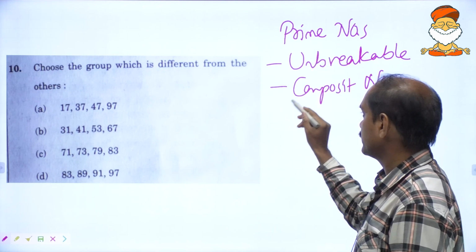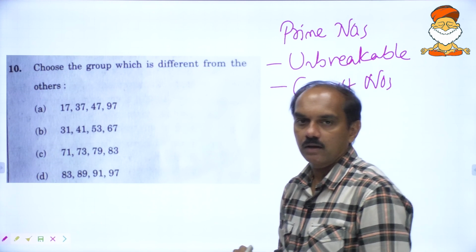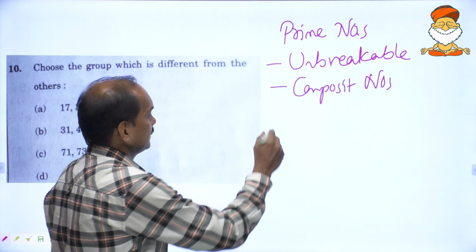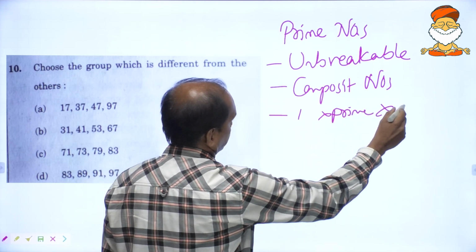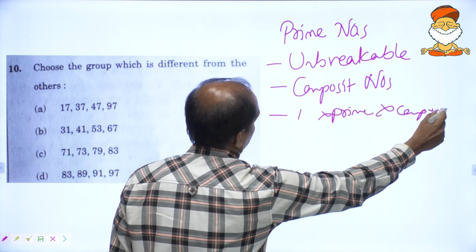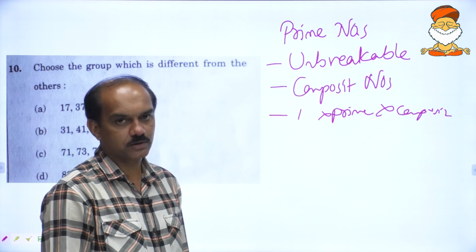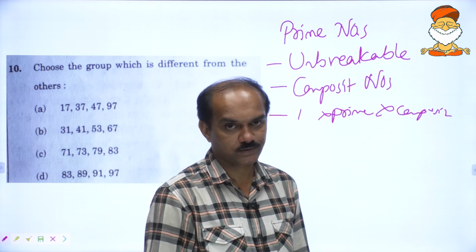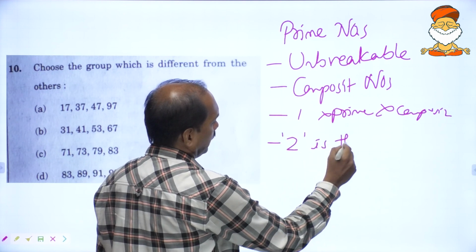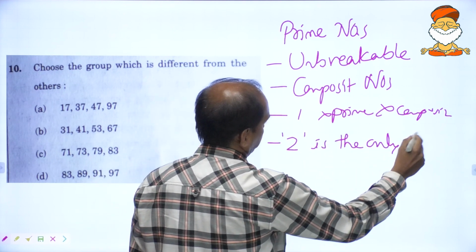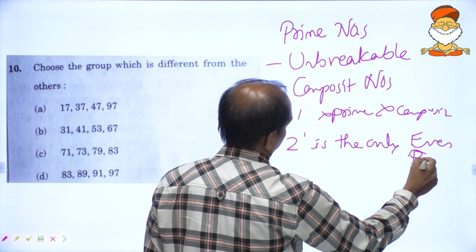Prime, opposite, composite. Breakable, unbreakable. What else? One is neither prime nor composite because it has got 2 equal factors. 2 is the only even prime natural number.